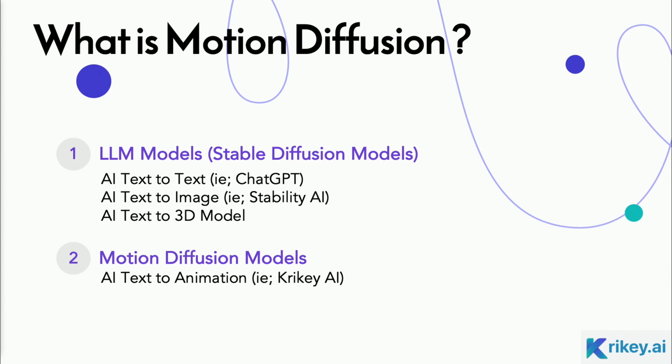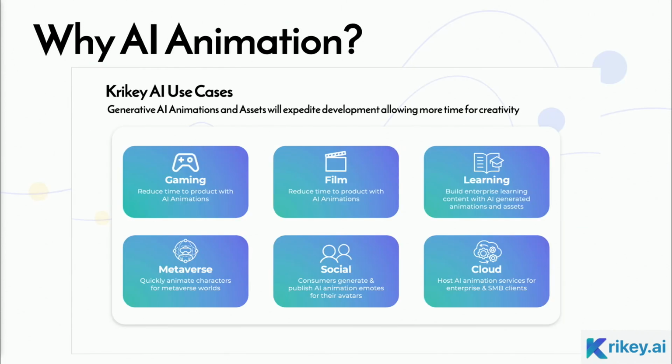So our AI model is built off of motion, so animation, video, data sets. And Ketaki will be speaking more about that in a few minutes. And what are some of the use cases? So we've broadly categorized these into 6 verticals where we believe AI animation can have a direct impact.